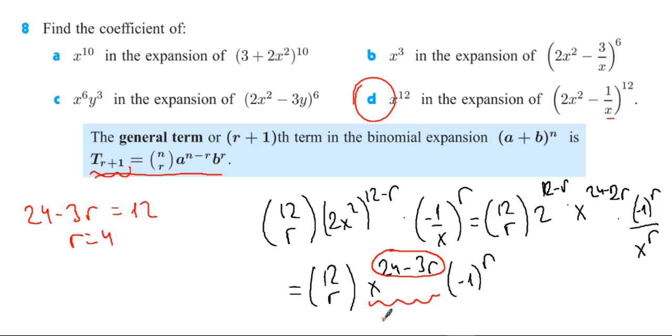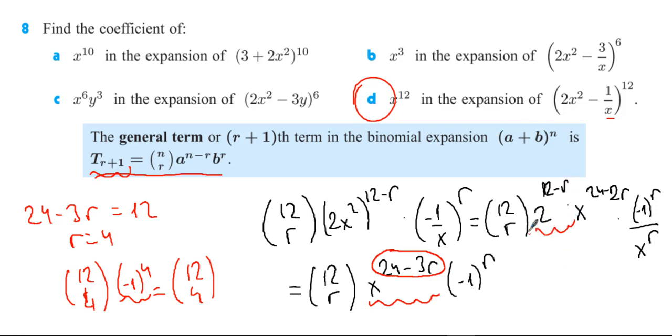They're asking for the coefficient. From here easily you can see if r equals 4, it will be the coefficient 12 combination 4 times minus 1 to the power 4. This one will be 1, so it's 12 combination 4. You can easily solve by your calculator. Forget about the to the power 12 minus r. We also have that term here. I almost forgot this one. So if r equals 4, you will have times also 2 to the power 8. Let's also include this one. So this one will be your coefficient.